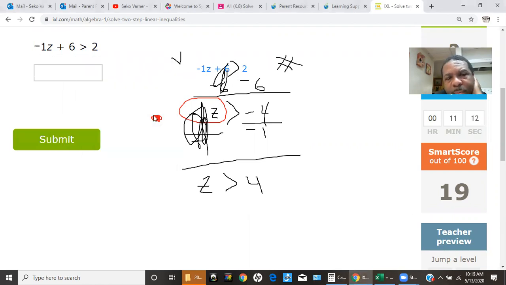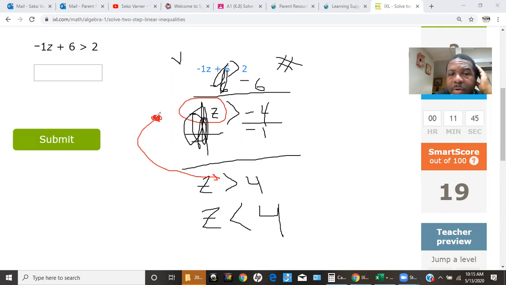Now remember this? That little symbol there reminds us that we're going to have to flip the sign. So when we rewrite it, when we flip the sign, it's actually going to be z is less than 4. Because we had a negative variable here, we put this marker to remind us that we're going to have to flip the sign. So we flip the sign, all right?